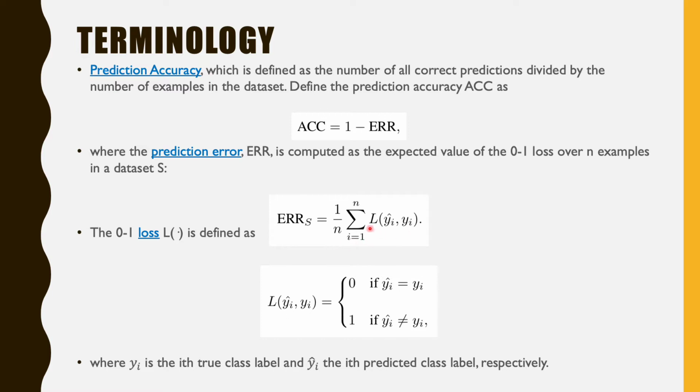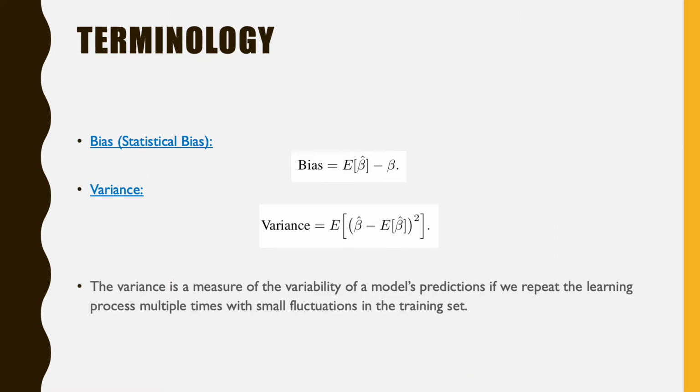When we look at this loss function, you see that it is defined like this. It is 0 when your prediction is equal to the real value and 1 if it is not, okay? Since we are talking about the loss, you see that we are giving 1 if they are not equal to each other. And yi is the i-th true class label and yi hat is the i-th predicted class label respectively, okay?